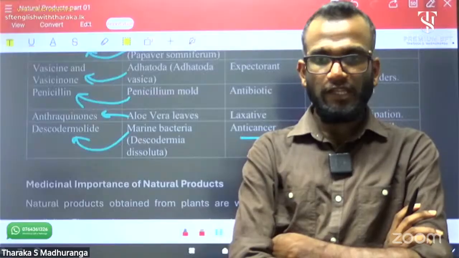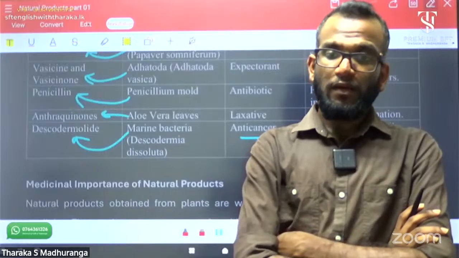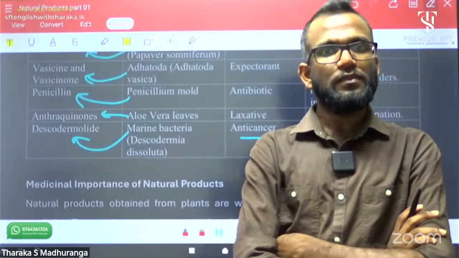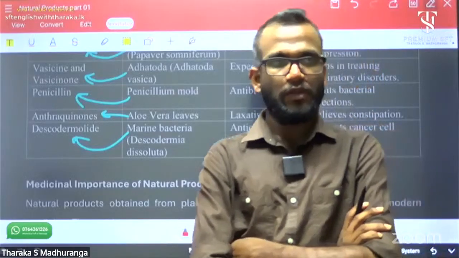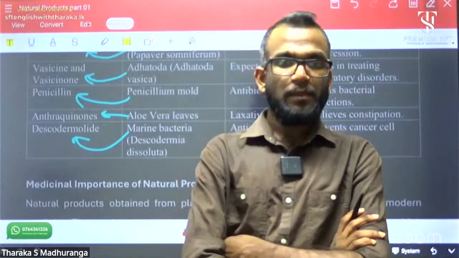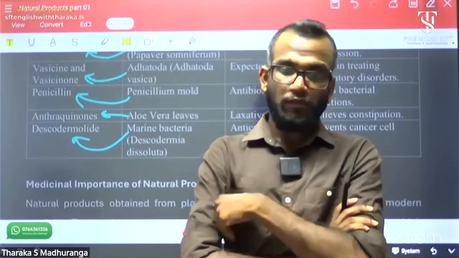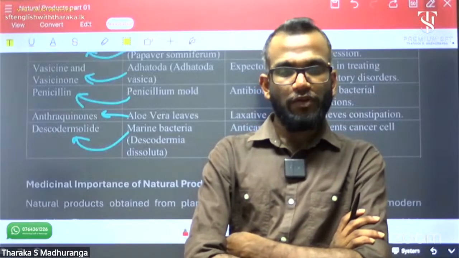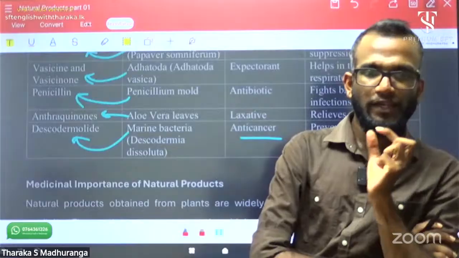The answer: vesicine and vesicinone. What is the secondary metabolite contained in ginger? Gingerol. What is the secondary metabolite in clove oil? Eugenol. What is the secondary metabolite in penicillium fungi? Penicillin. What is the secondary metabolite in aloe vera leaves? Anthraquinone.